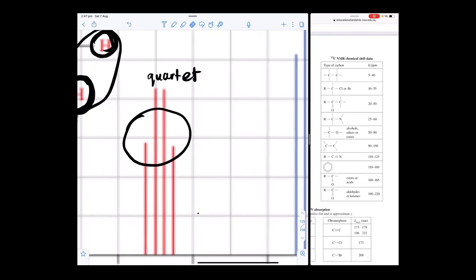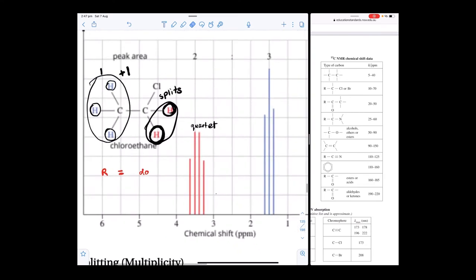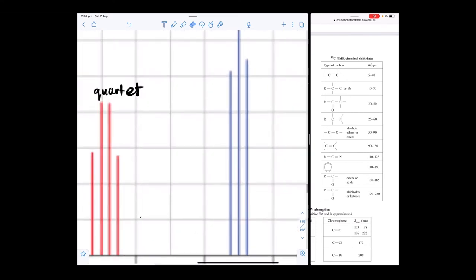Does that make sense? You have to use thought scenarios in your head. But yeah, that's how you do it. Don't worry. When we do more practice questions on HNMR, high resolution, it'll make more sense. How about we try this one?